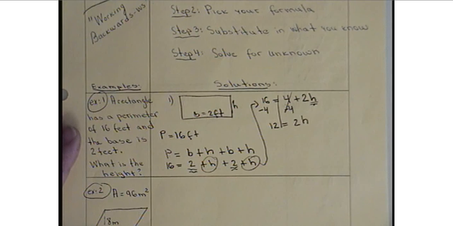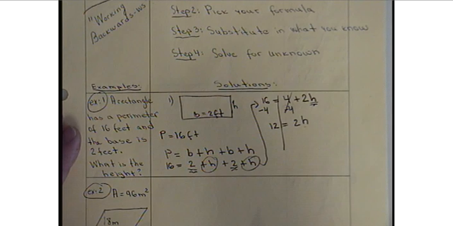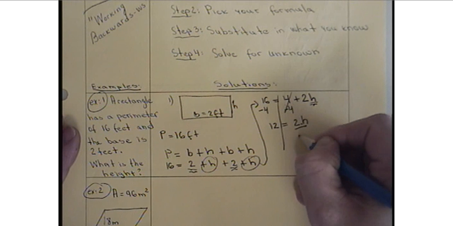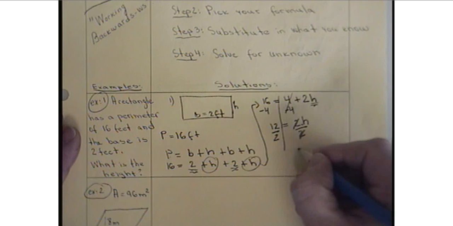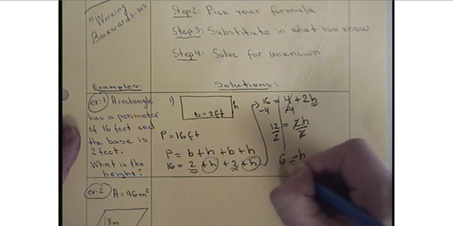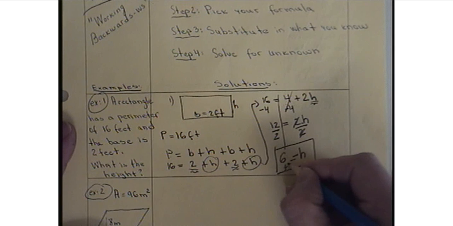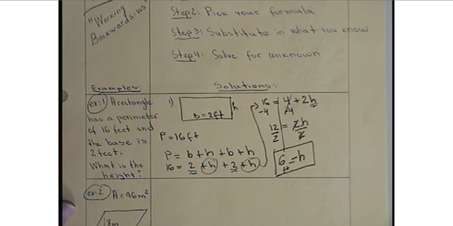Alright, in order to get h, we need to do one more step. This is 2 times h. The opposite of multiplication is division, so we will divide by 2 on each side. So h is equal to 6. 6 feet is the height of this rectangular shape, and that will be the final answer here.